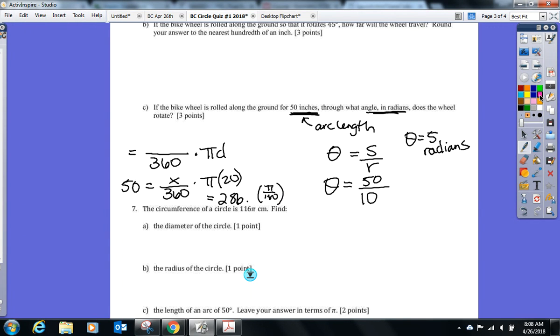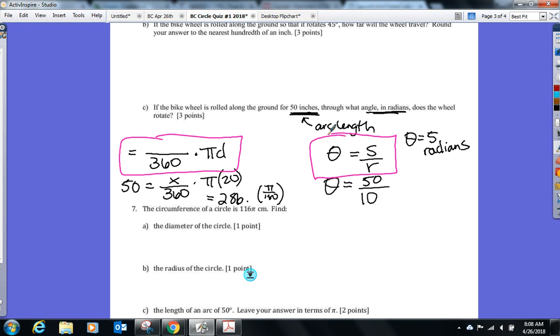Okay, so please, going into tomorrow, 2 formulas for arc length, 1 with radians, 1 with degrees.